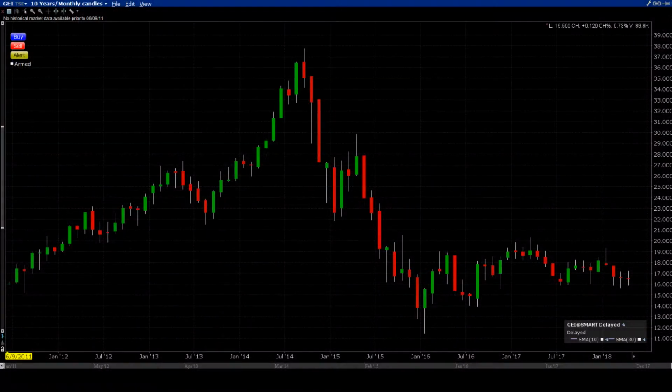What am I going to talk about today? GEI on the Toronto Stock Exchange, and that is Gibson Energy Inc. Here's the monthly candle chart, 10 years.